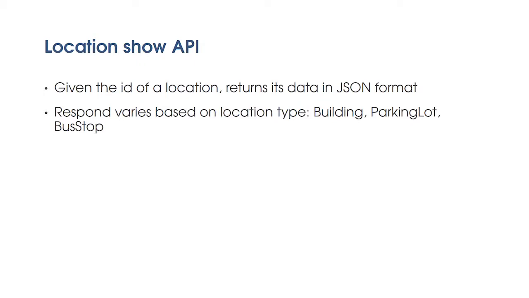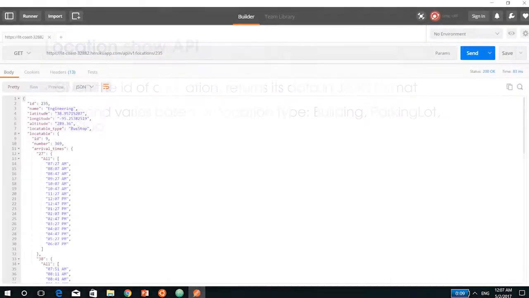The location show API takes in a location's ID from the request and returns detailed information about that location. The response varies based on location type. Currently, we have 3 types: building, parking lot, and bus stop. This API call shows the information about the bus stop in front of the engineering buildings. Apart from its name, number, and coordinates, we see the arrival times of buses that stop there.